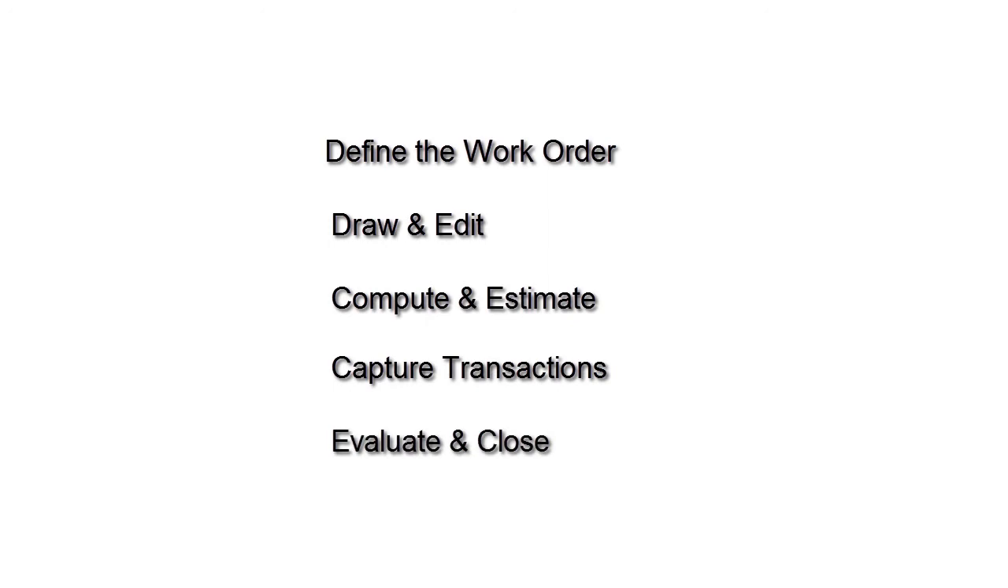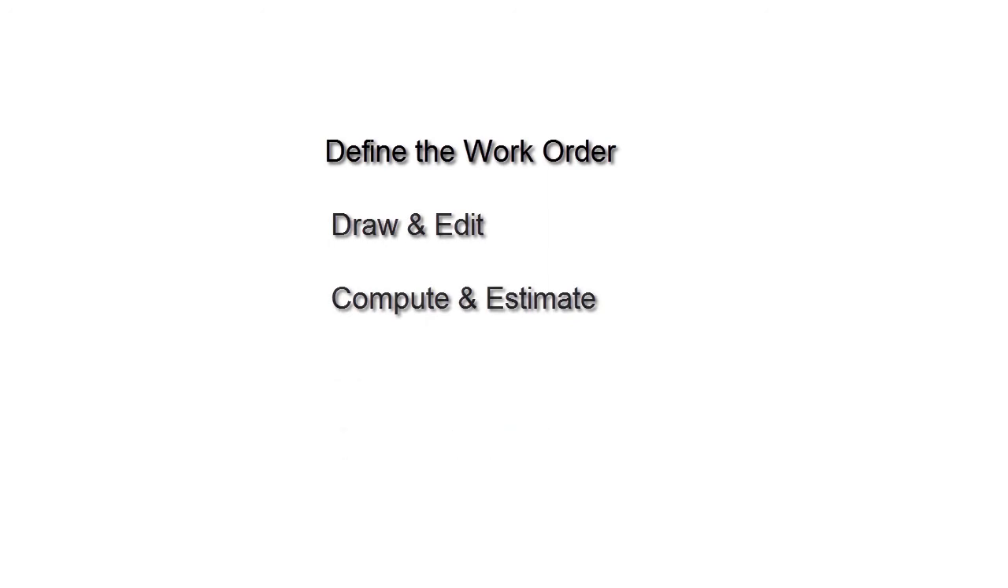There are 5 stages to the work order lifecycle. We'll be covering the first 3, the estimate steps, starting with defining the work order. Plantworks Secure Server works with all the major web browsers. For this demonstration, we'll be using Google Chrome.